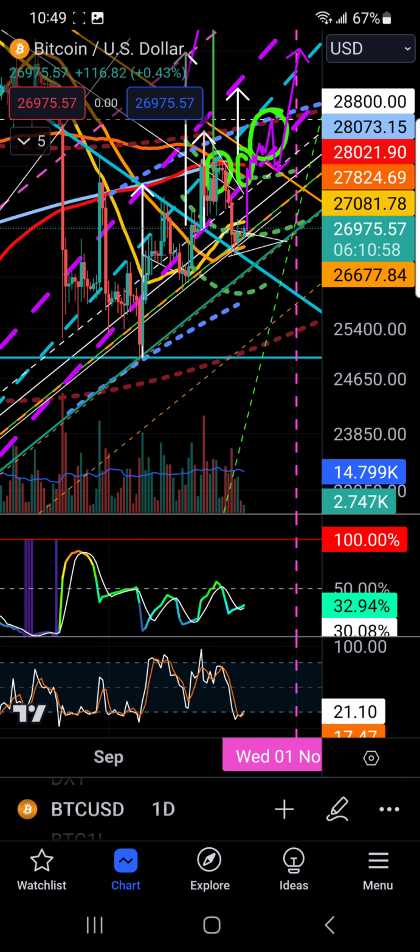So these lines are what dictate price action, and they're pretty solid. They are pretty solid lines.